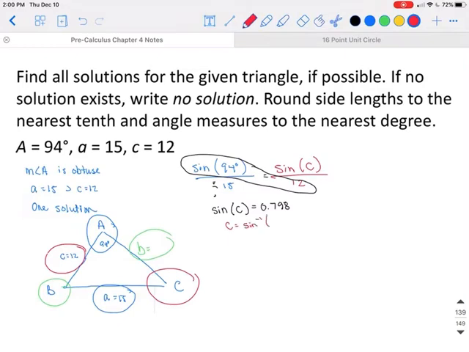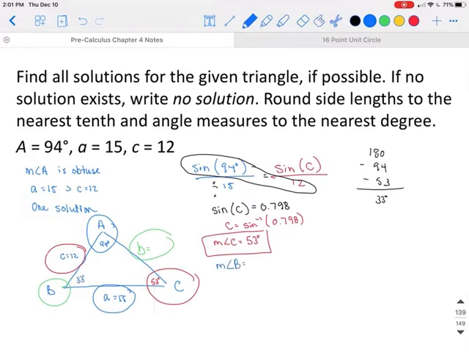Now, if you remember back from previously in this chapter, if you need to get the angle by itself, if you want to move just the sine, you are going to have to do the inverse. Now, when you have this in your calculator, it is best to use your previous answer to do this part so you get a more accurate answer. And if we find the sine inverse of that 0.798, we're going to get the measure of angle C is 53 degrees. Now, because we know angle A and angle C, we can find angle B. I can do 180 minus angle A minus angle C, and the amount that we are left with will be angle B, which in this case will be 33 degrees.